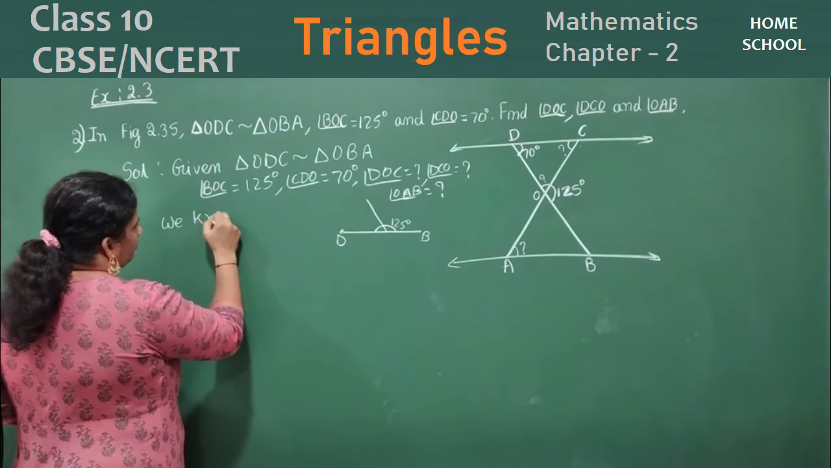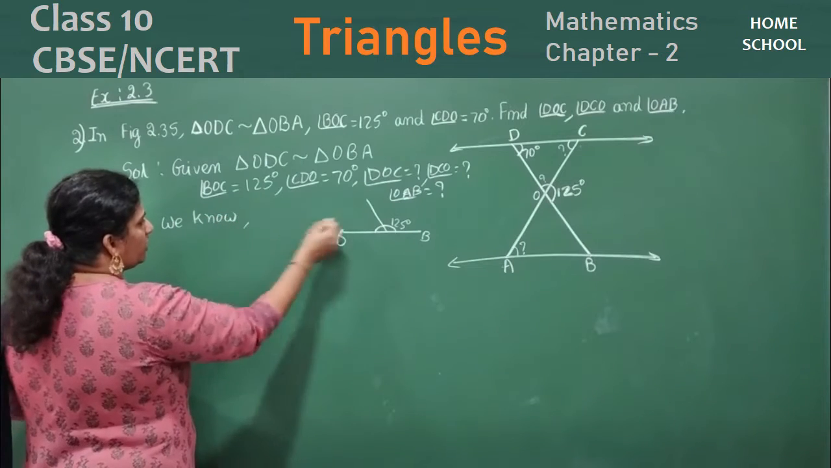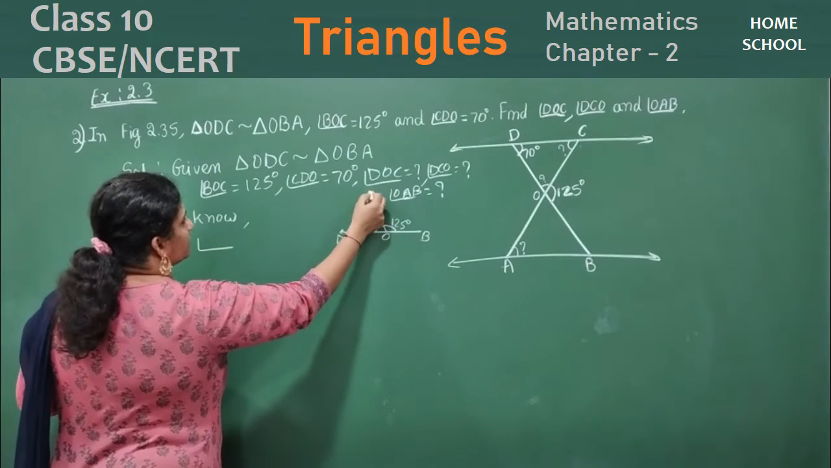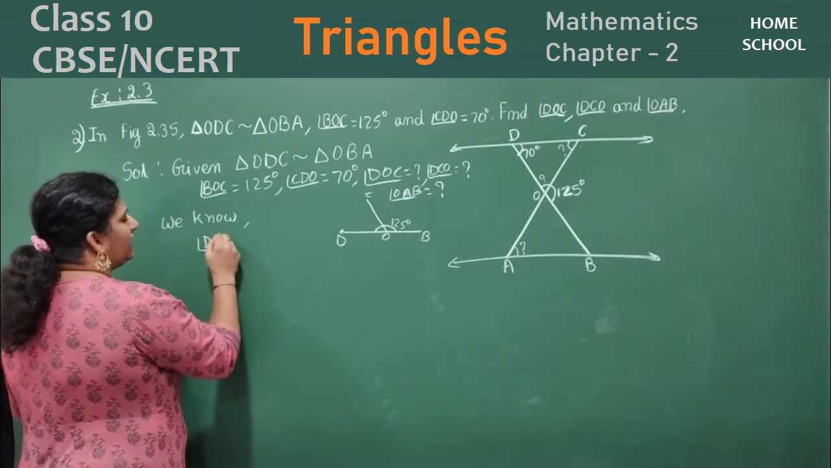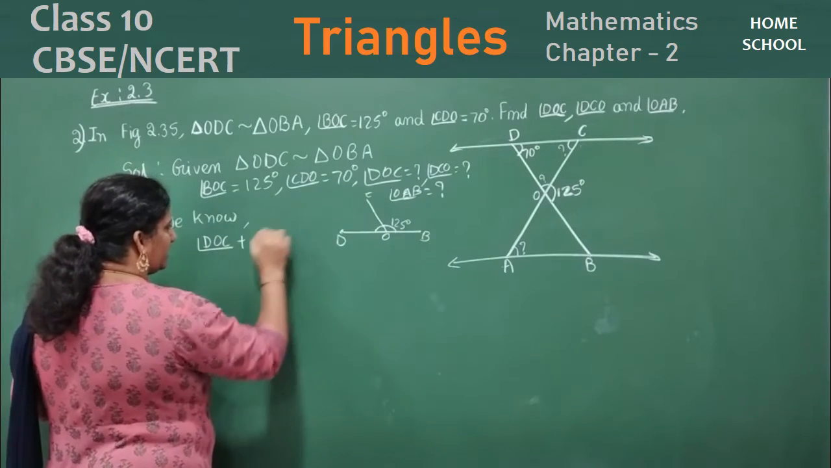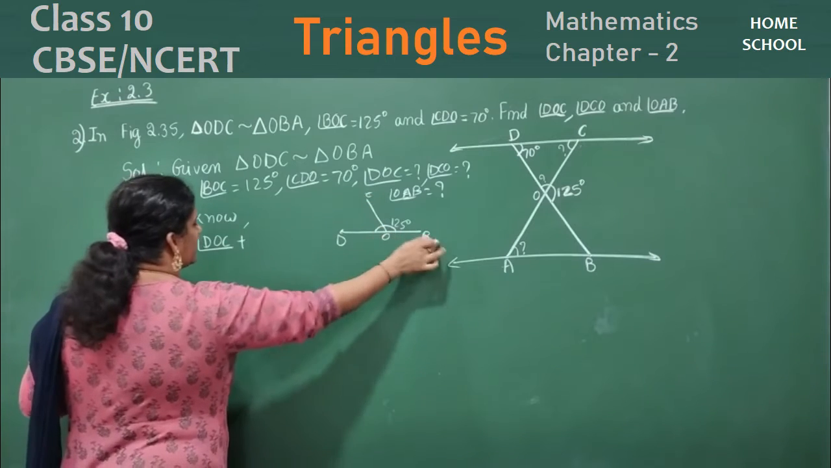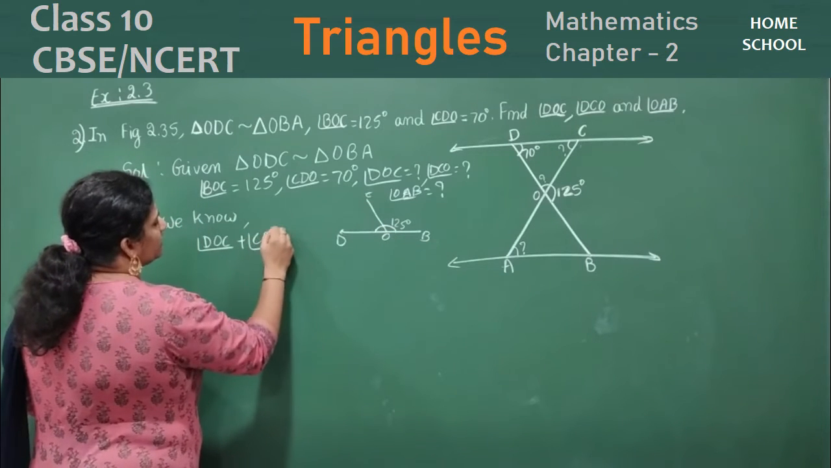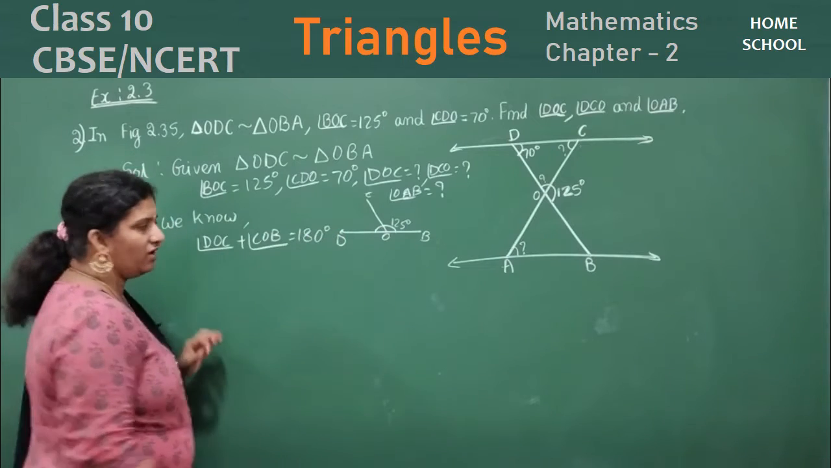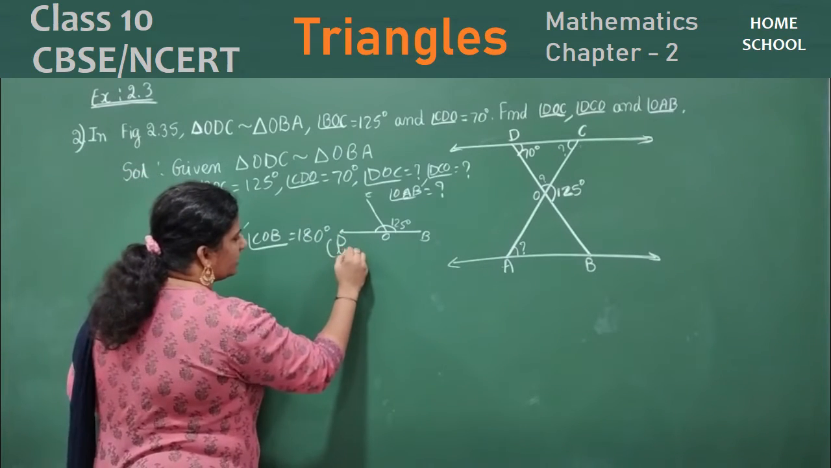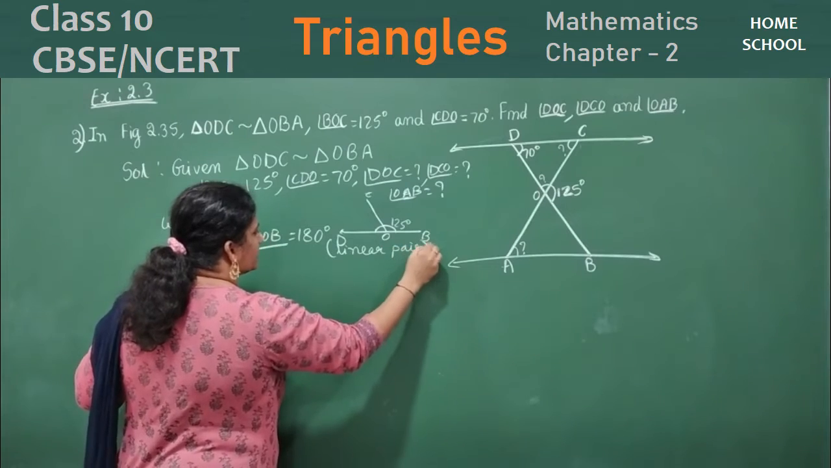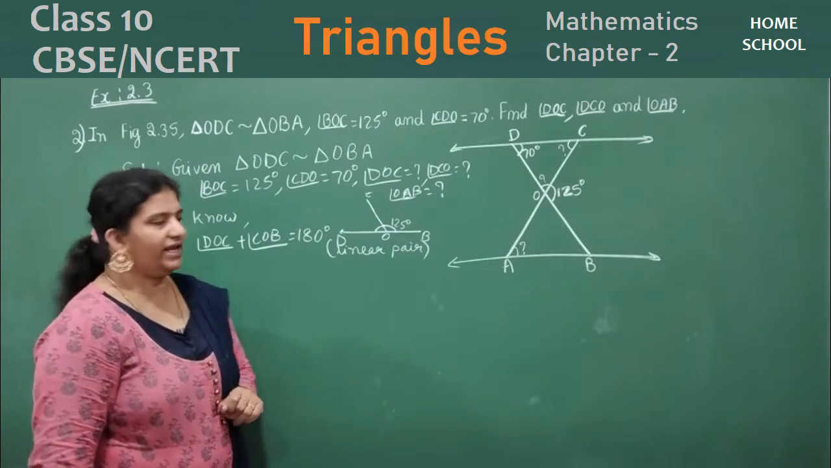So now we need to start here. What do we know here? And this is C. Angle DOC plus angle COB is equal to how much? 180 degrees. Why? What is the reason? You have to write here: linear pair, the sum of the angles will be 180 degrees.